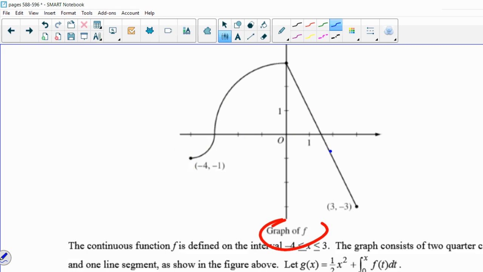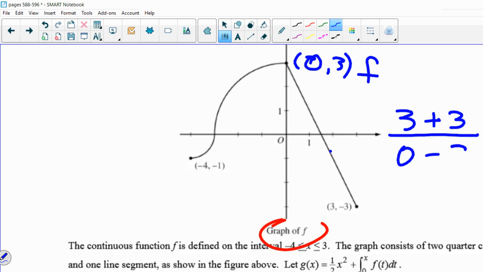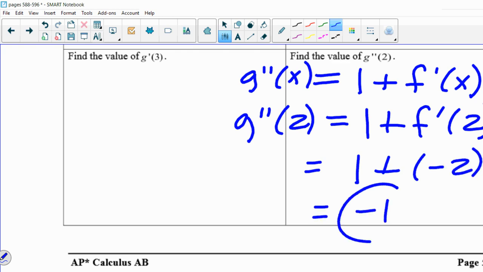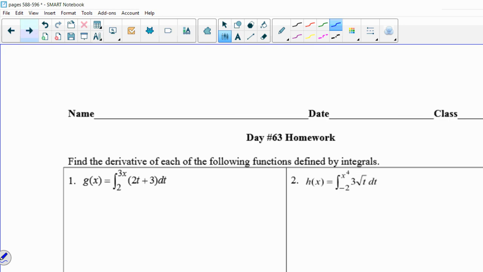There's 2, because this is f, so f prime is going to be the slope. Let me see here. This is the point 0, 3. Is that right? So the slope of that line will be 3 minus negative 3 over 0 minus 3. 6 over negative 3 is negative 2. That's f prime of 2. So that's 1 plus negative 2, negative 1. And I do believe that is that.